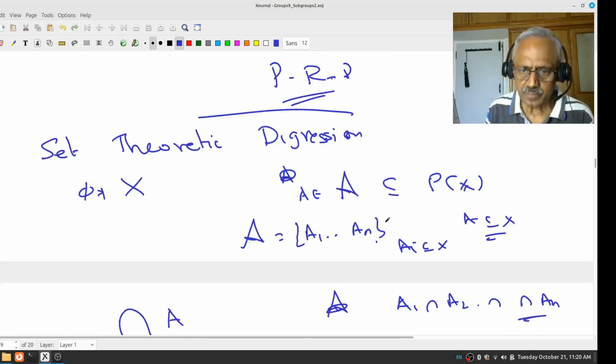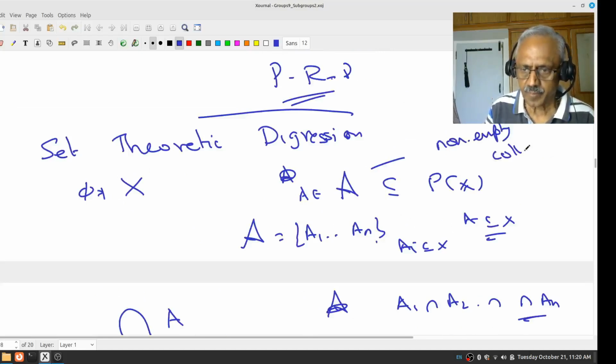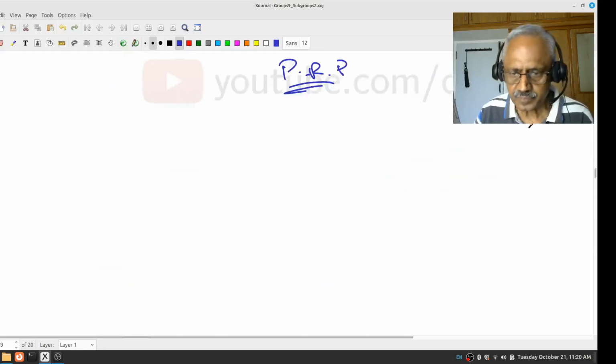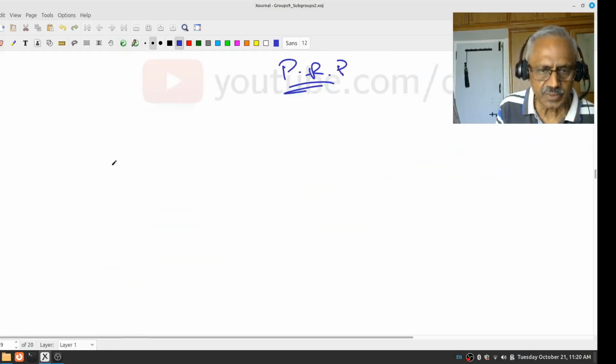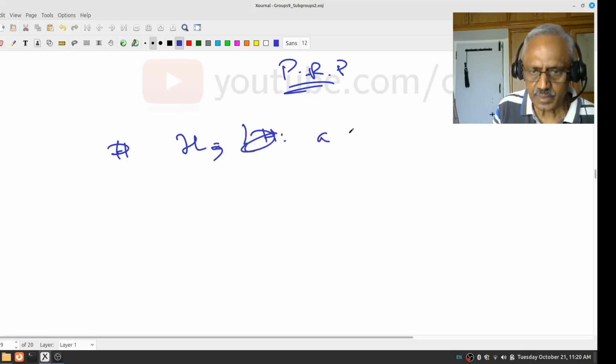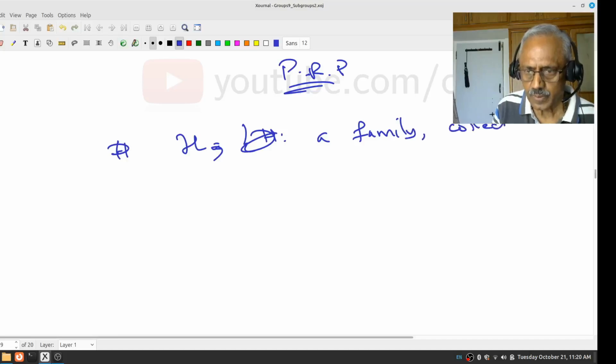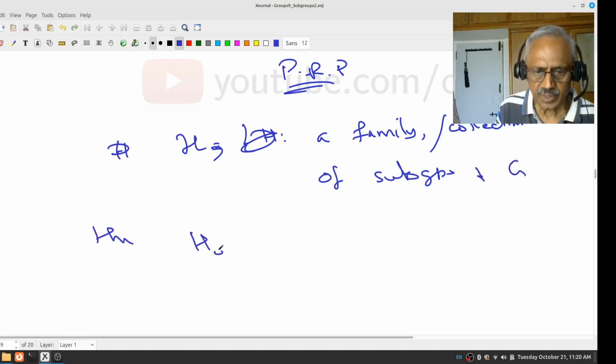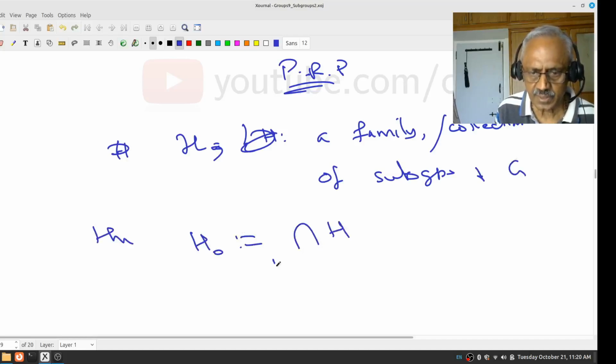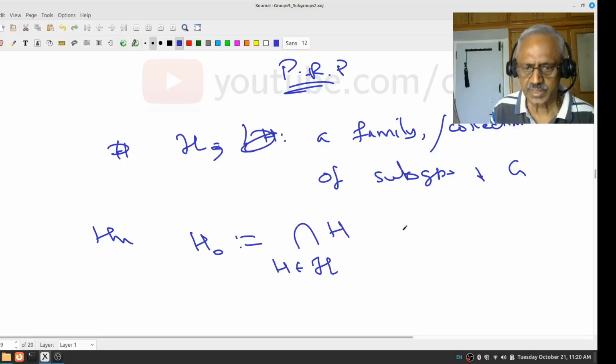So, for precision, I will assume this is a non-empty collection. Therefore, what we want to do is, if script H is a family or collection of subgroups, then this H naught, by definition the intersection of H over H in script H, is a subgroup.